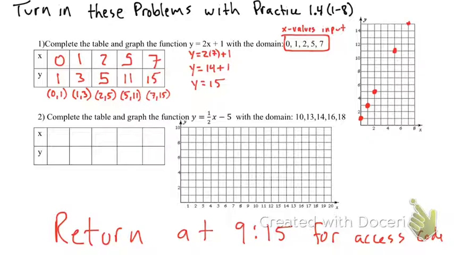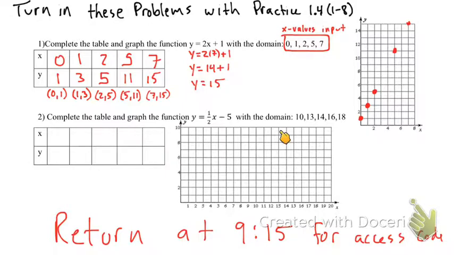Which would be way over there at the top. And now we are done with number 1. We completed the table using our domain. We got our range, which is 1, 3, 5, 11, 15, which allowed us to plot these points. Okay? Hopefully that helps and you're good to go on the next problem.